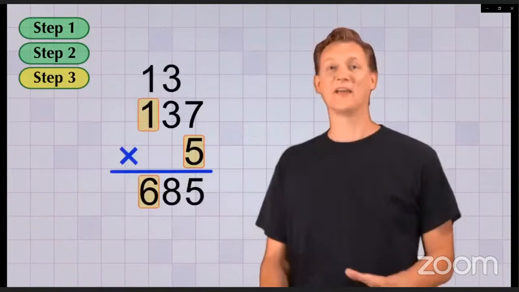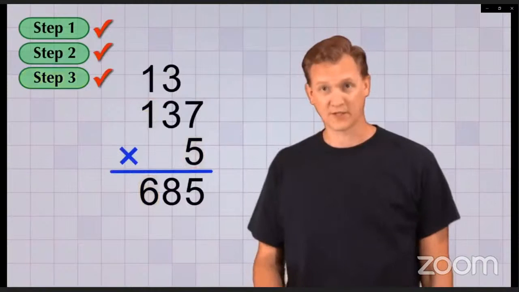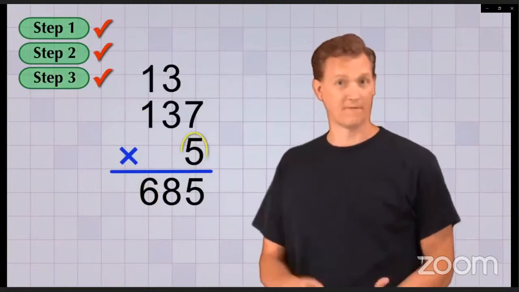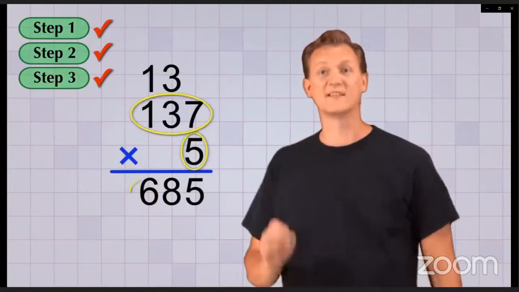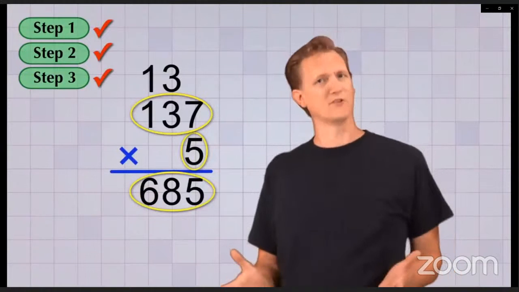Okay, we've done all 3 of our multiplication steps, and the answer to our problem, 5 times 137, is 685. Now that wasn't so bad, was it? Yep. Let's try one more example before you practice some on your own.